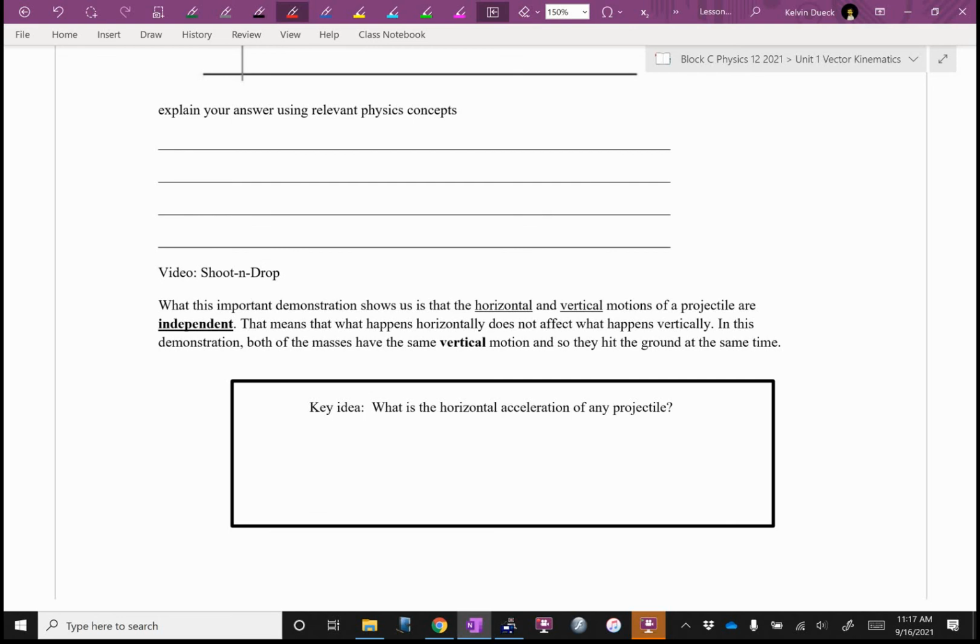Negative 9.8. What's the horizontal acceleration of any projectile? Catch. Once it leaves my hand, what's the horizontal acceleration of that? You ready? When it leaves my hand, you have to now imagine my hand is not here. I've just tossed it, so let's say it's right there. We freeze frame it. What are the forces acting on it?